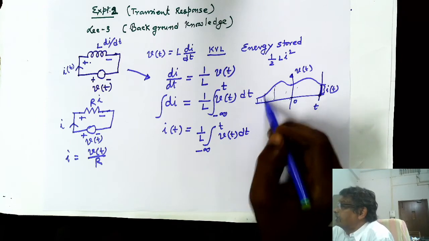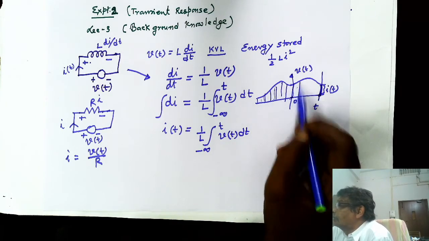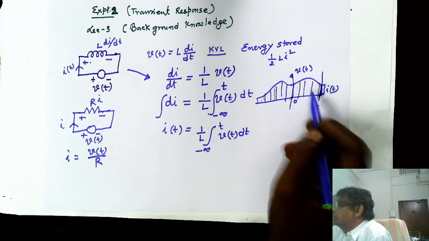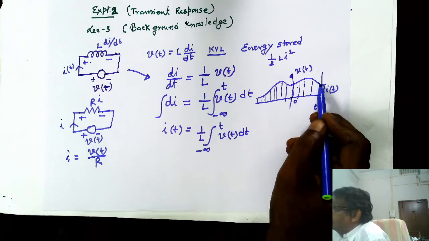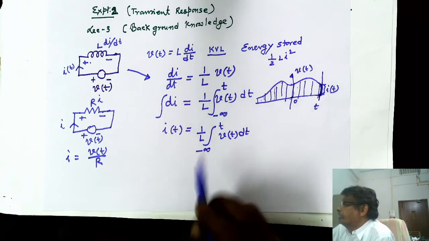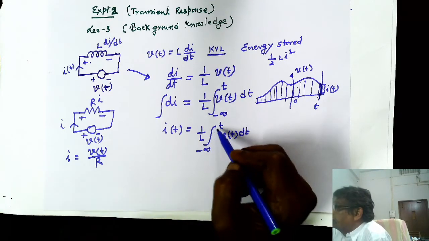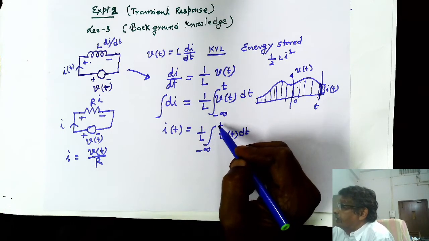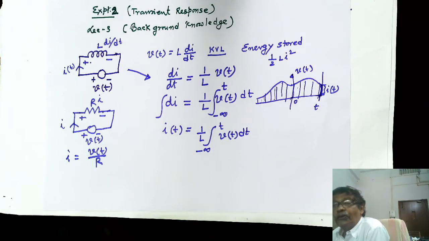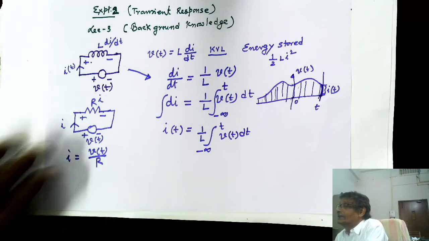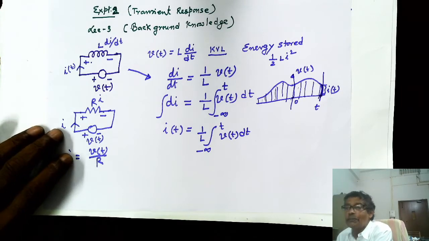All these voltage magnitudes, along with the current value of the voltage as well, because the integration is up to t, will decide the present value of the current. Therefore, an inductor is an element which has got memory.